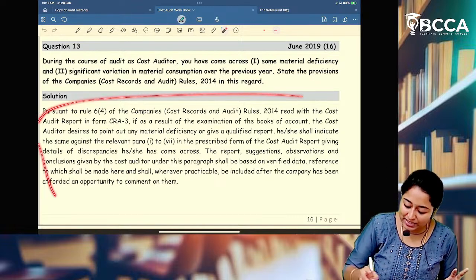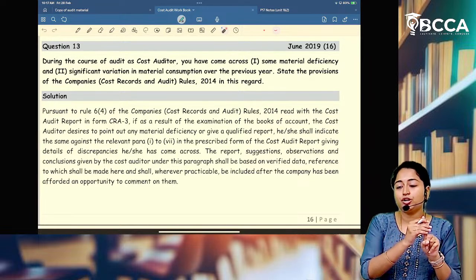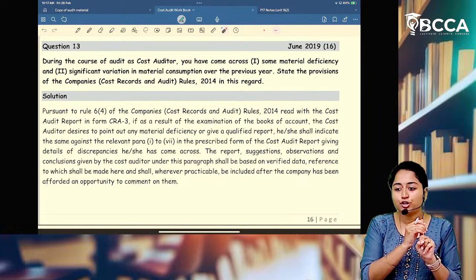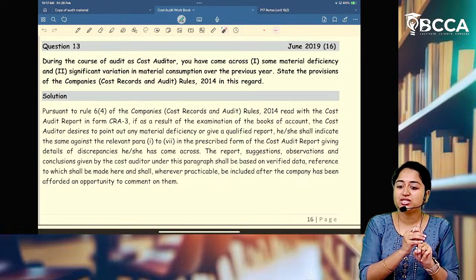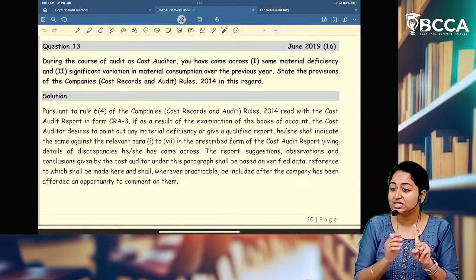So in this entire para, what did they tell us? The first point is, whenever a cost auditor comes across any material deficiency or wants to give a qualified audit report, then he can mention such in form CRA-3 from para 1 to para 7. That's the first point.